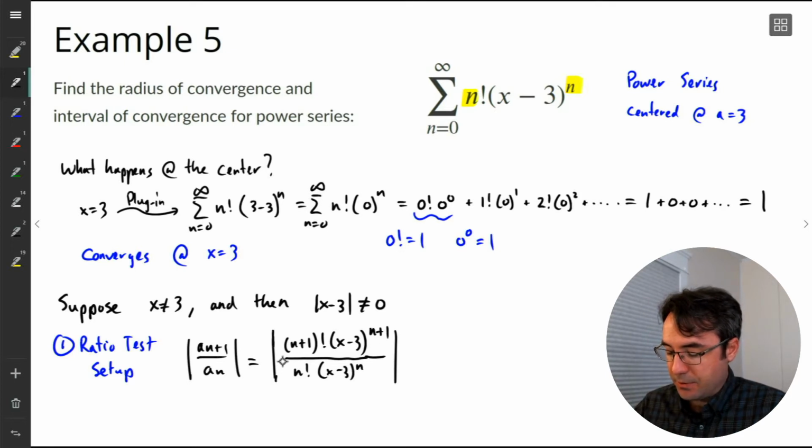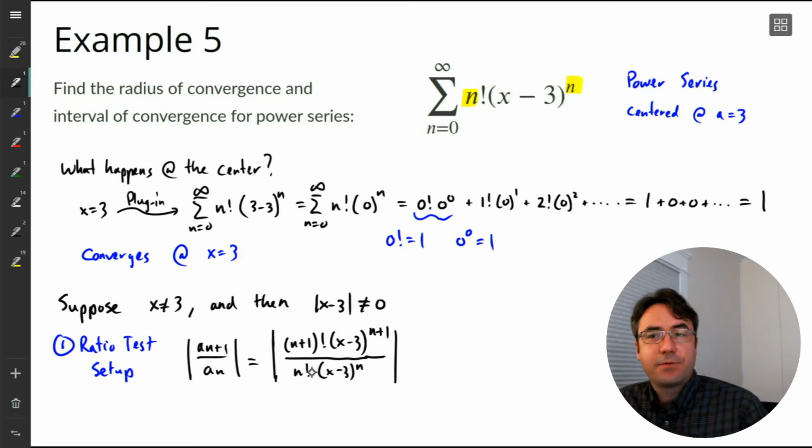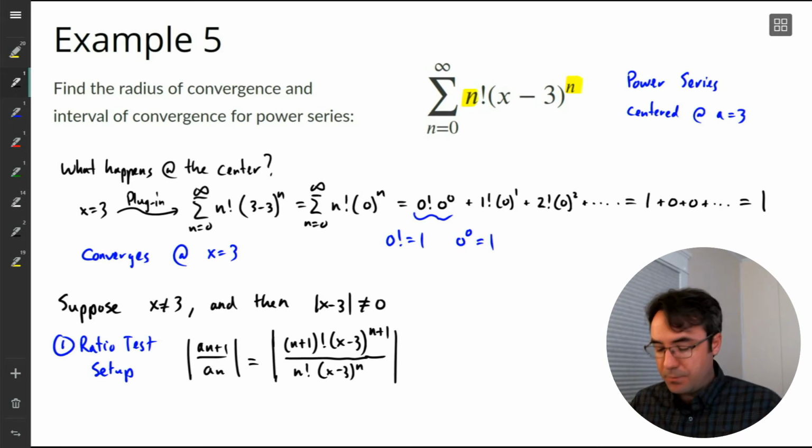A lot of times when we do the ratio test, we split this up and multiply by the reciprocal of a_n, but there were no fractions here, so we don't need to do that. We get kind of lucky. We can just write out the one fraction as it is.